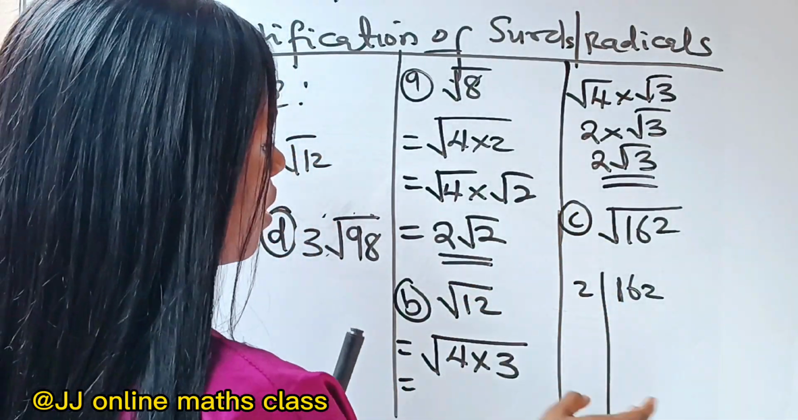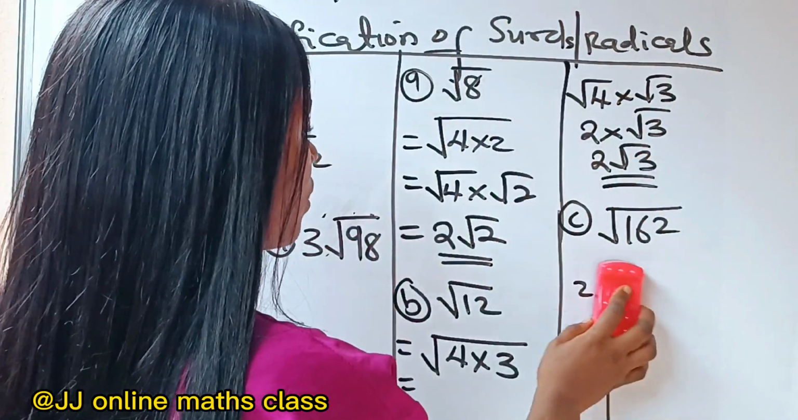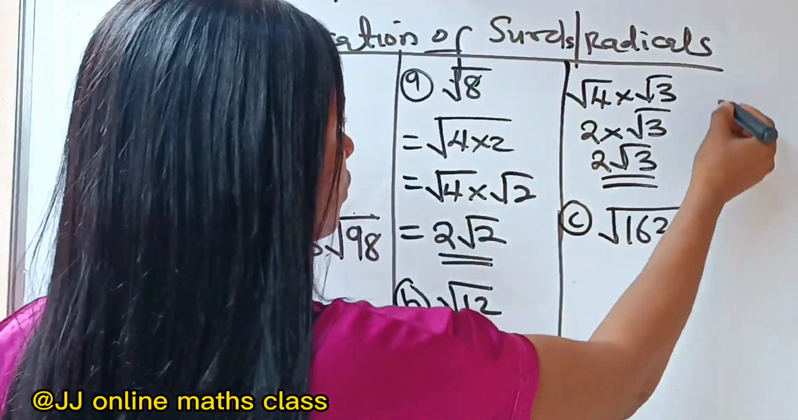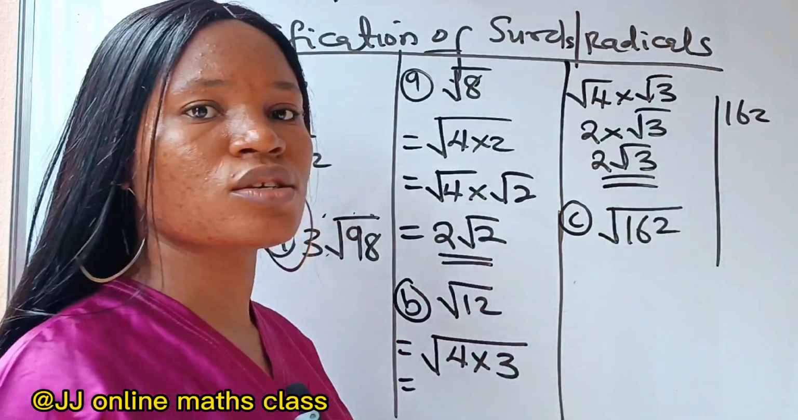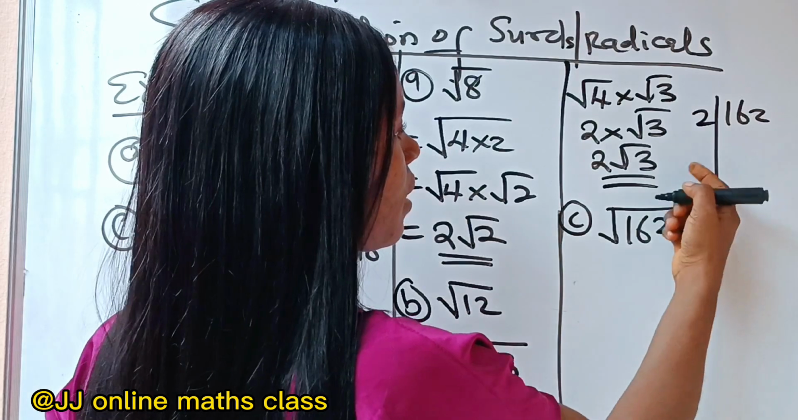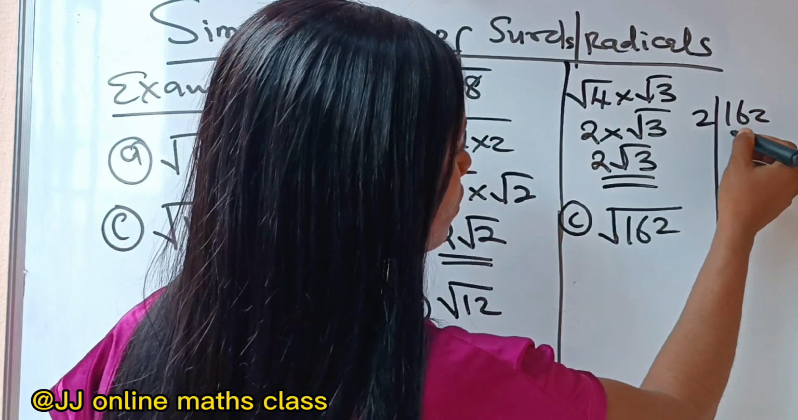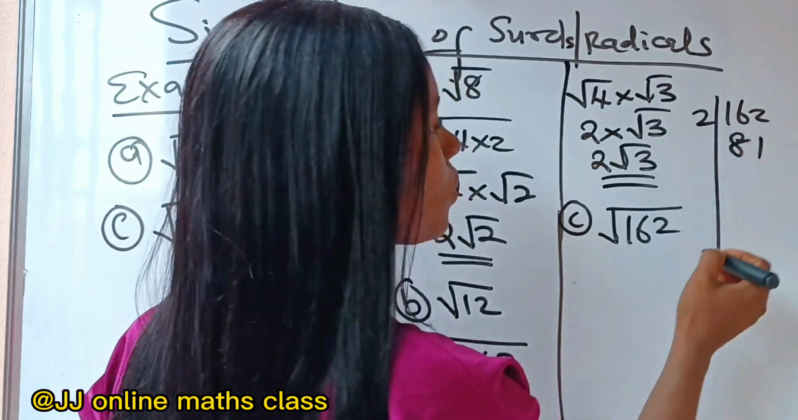Let me do that here. I think this place will not be enough, so let me do it here. So this is 162. Now let's divide by 2. You are going to have 81.